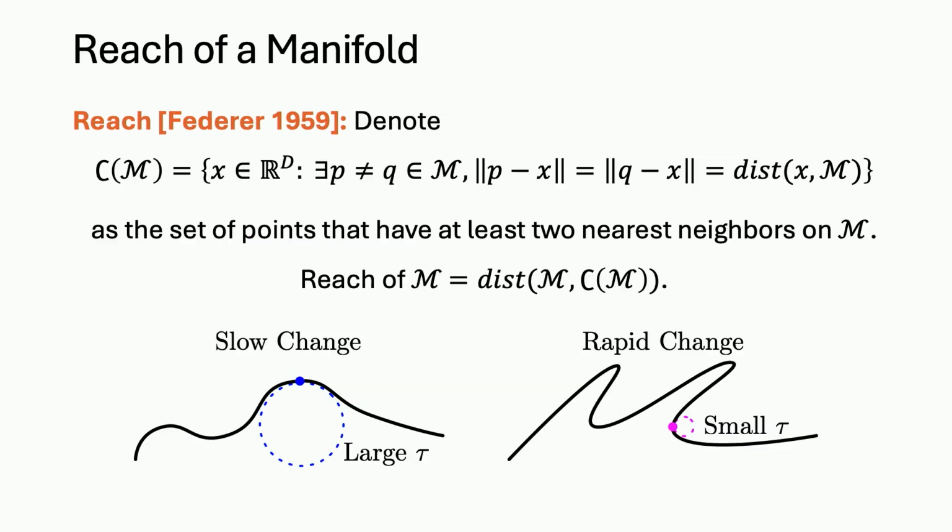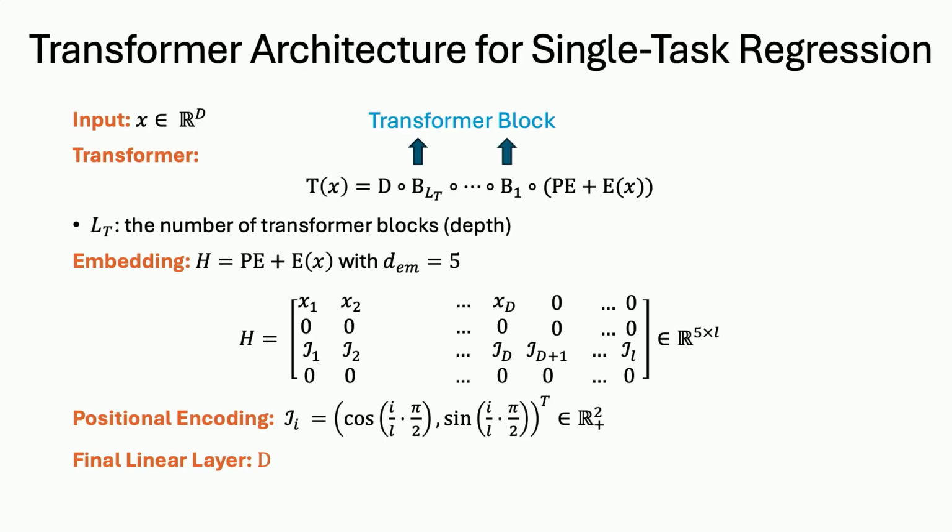Okay, so what is the reach of the manifold? Maybe I'm going to skip, or we can talk offline. Okay, so for the single task regression, we use the transformer architecture like this. So here, our input is a vector.